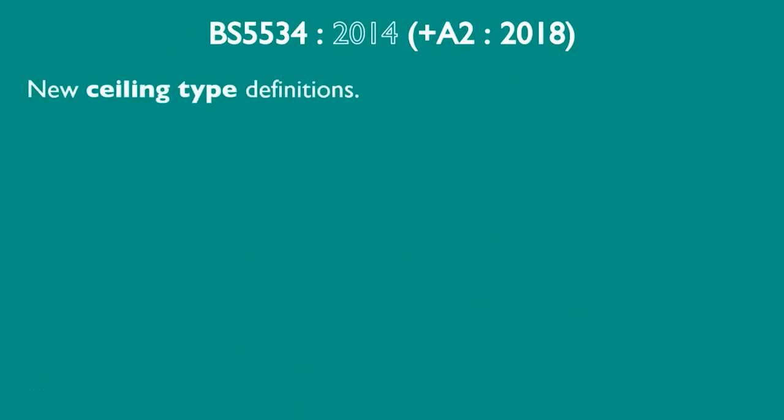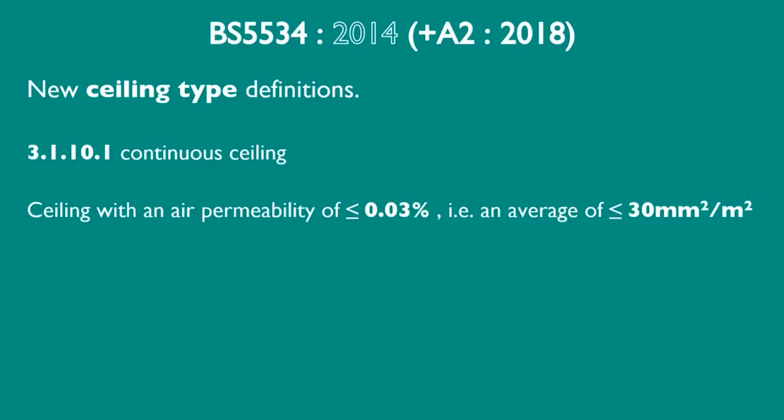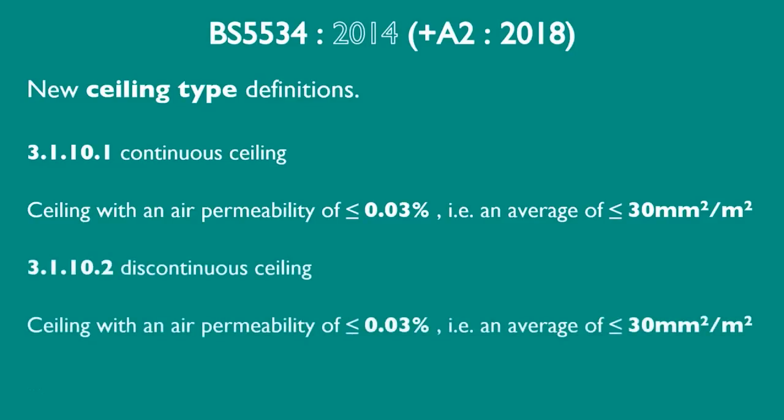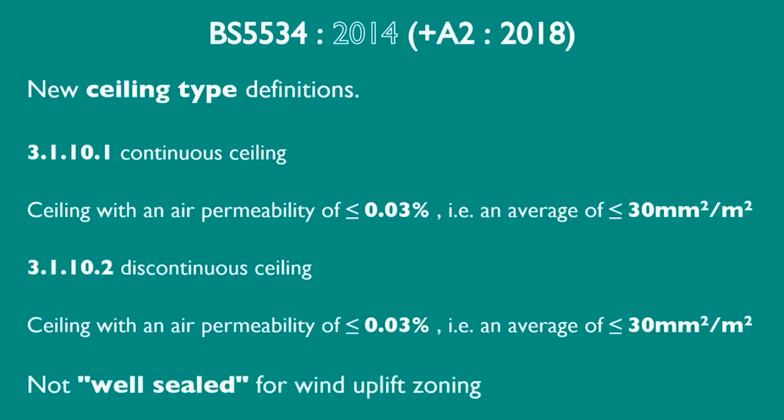BS 5534 also introduces new definitions on types of ceiling and addresses the influence of the ceiling on the performance of the roof as a whole. This first type of ceiling, a continuous ceiling, is analogous to the well-sealed ceiling defined in BS 9250. However, the definition is less prescriptive, simply stating a permeability that must be achieved. Ceilings failing to meet this criteria are classed as discontinuous. Discontinuous ceilings are not classed as well sealed as regards to wind uplift zoning and can limit the suitability of a given underlay membrane for site conditions.